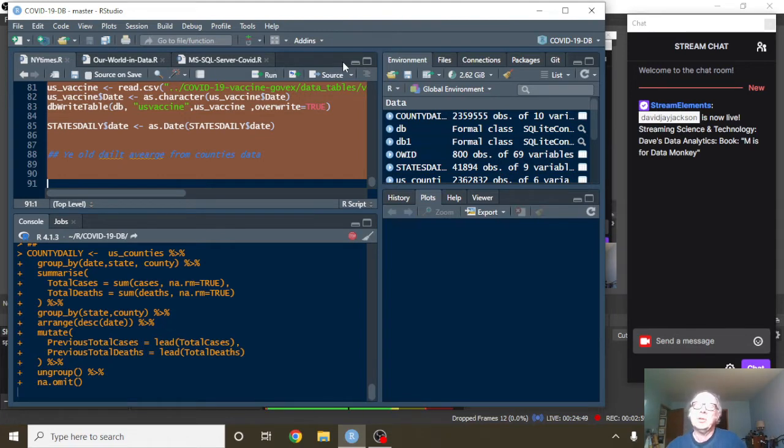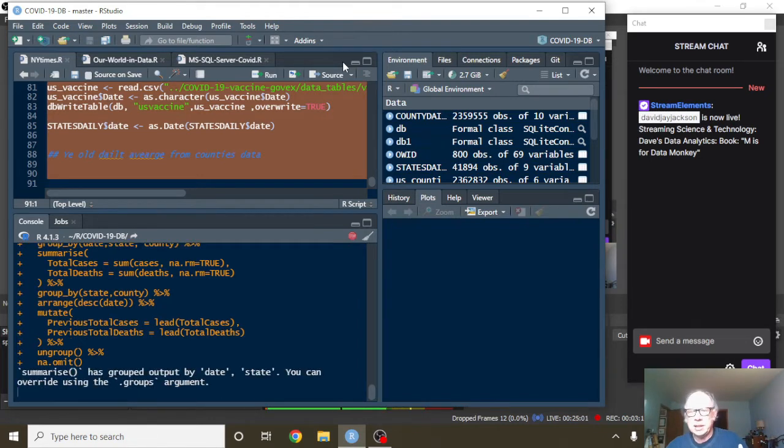Again, it doesn't alter the underlying data, but it simply allows you to view the data as a sort of virtual table containing the correct data types. So that's kind of interesting.